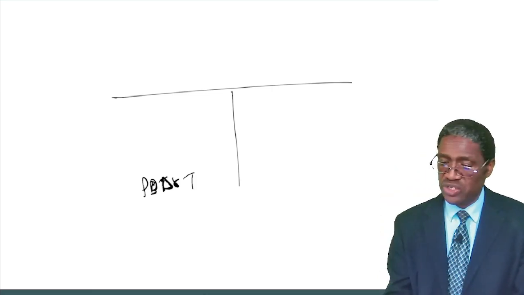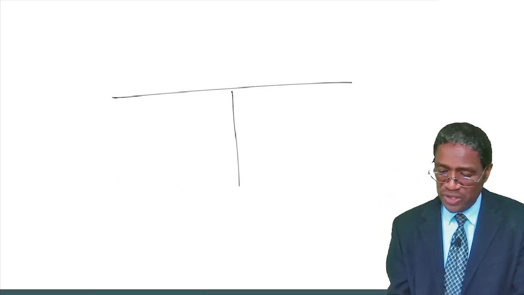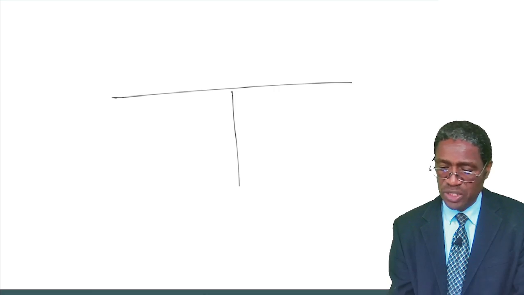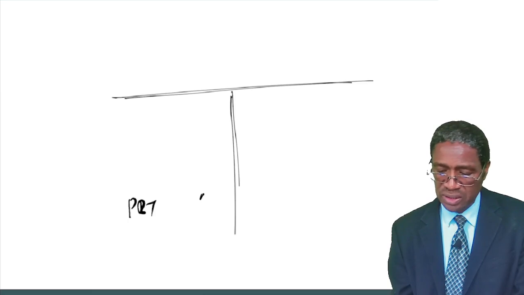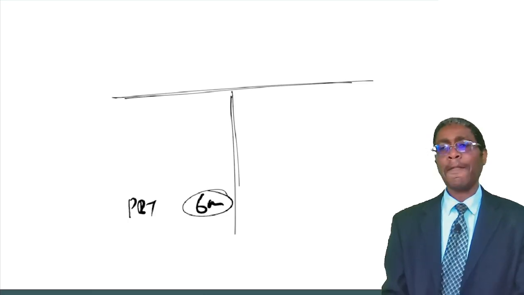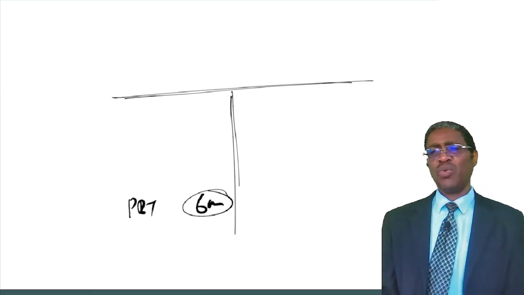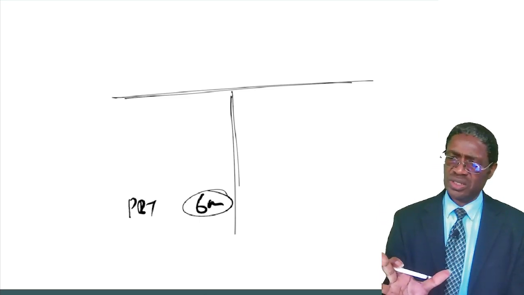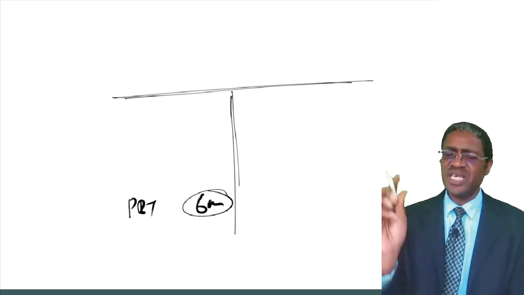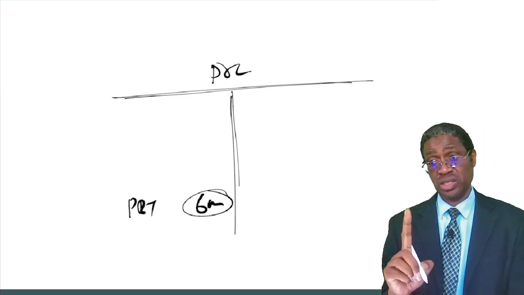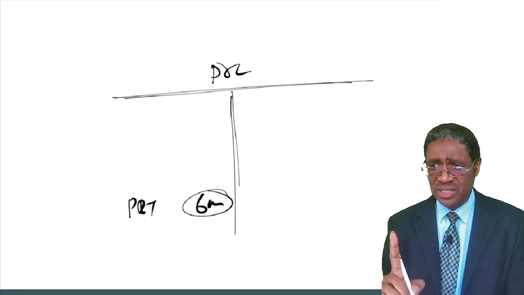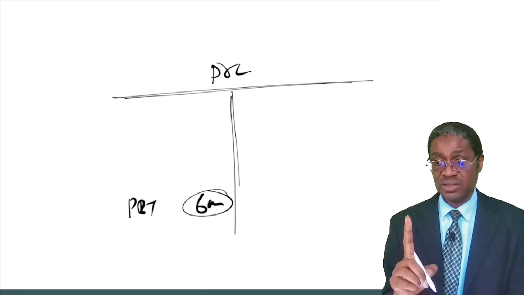Or let's put it this way. We made a profit of 6 million. Profit before tax, 6 million. Listen to this now. We are trying to ask ourselves, if everything in this P&L account was by cash, what would have been the profit?